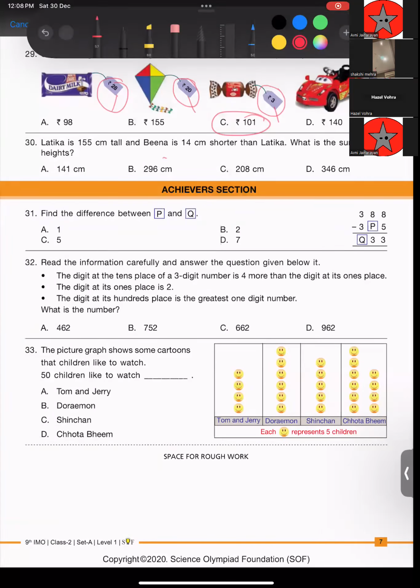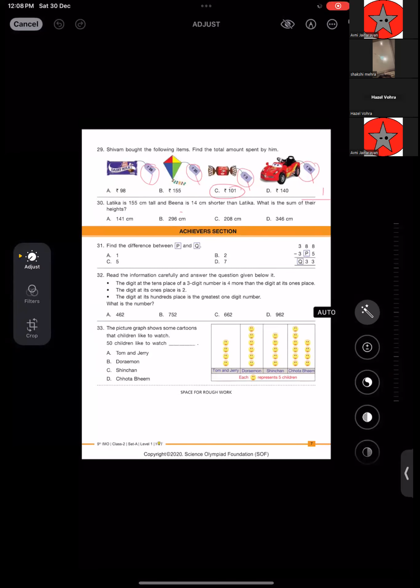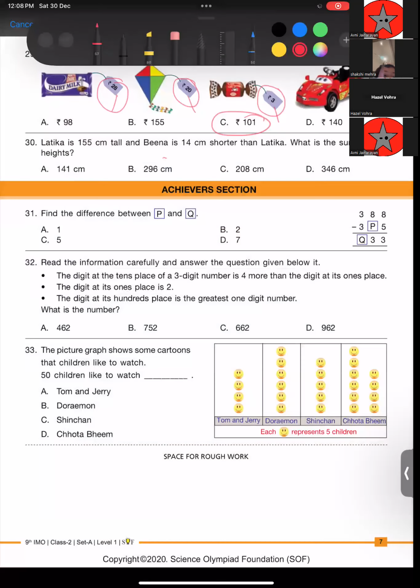मैं पूरा solve ही नहीं करूँगी. आया समझ में what I'm talking, kids? Yes, ma'am. कबीर समझ में आया? Yes. Okay, great. Question number 30. Latika is 155 centimeters tall and Beena is 14 centimeters shorter than Latika. What is the sum of their heights? Okay, I'm not helping anyone. Give me the final answer.